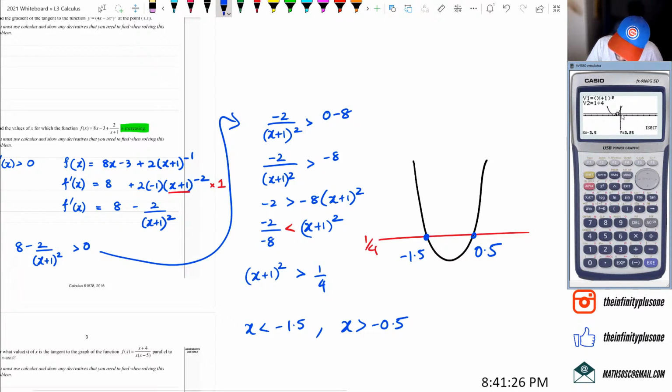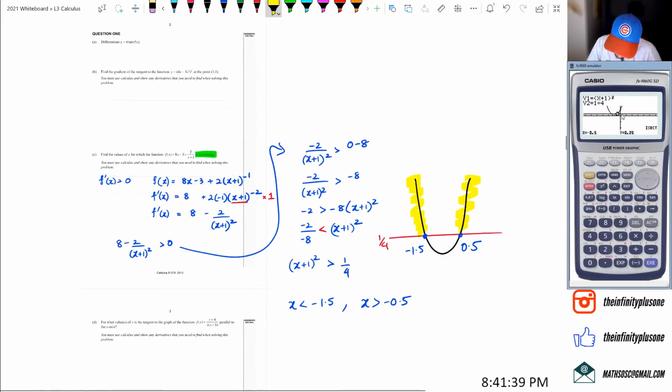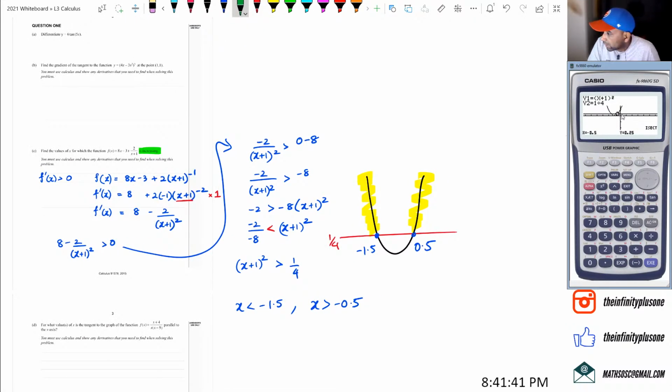And as for this question, we can look at our two zones. When is it bigger than a quarter? It's there, and it's there. So that's why we write x is less than negative 1.5 and x greater than 0.5. So grades-wise, you need both the points, guys, with the correct derivative to get a merit. To get an achieved, you just need the correct derivative.